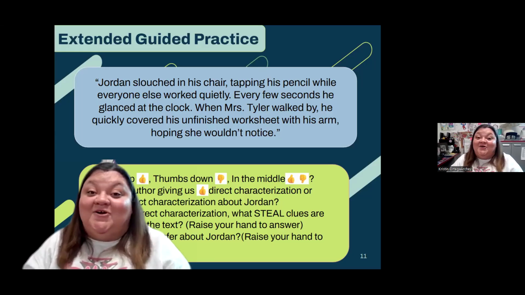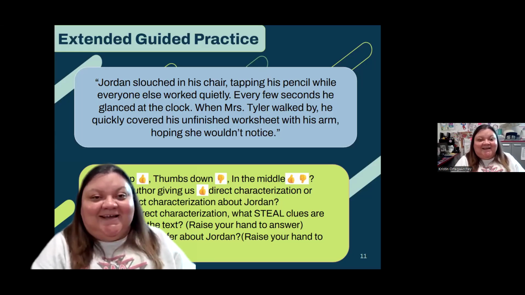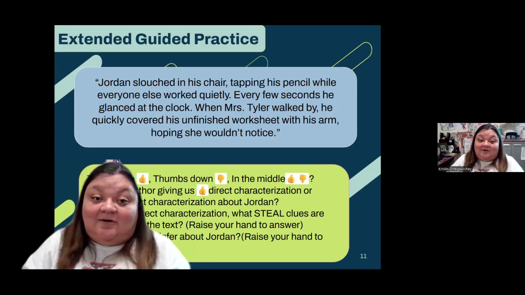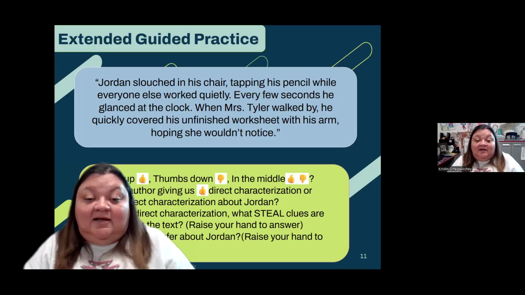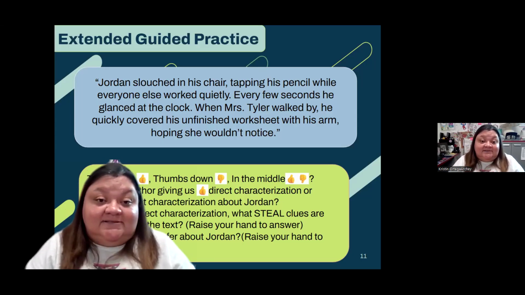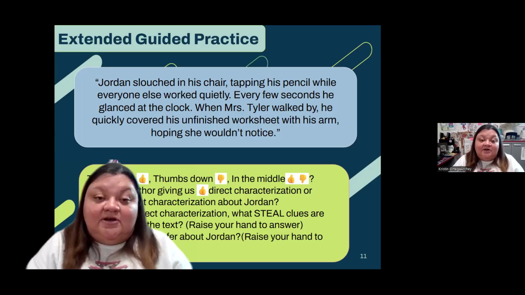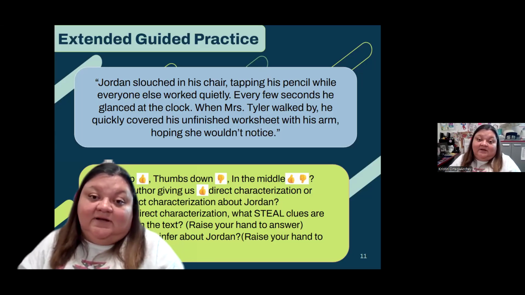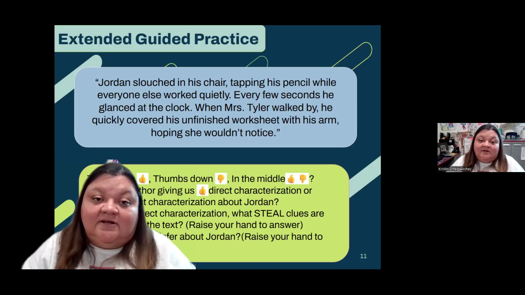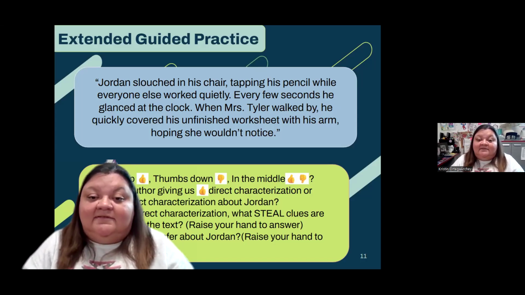Okay, hoping she wouldn't notice. That's a very good catch. So what kind of STEAL clue is that? Thoughts. Yes. He was hoping that she wouldn't notice. It shows his type of character, that he wasn't wanting to stand out in that instance.